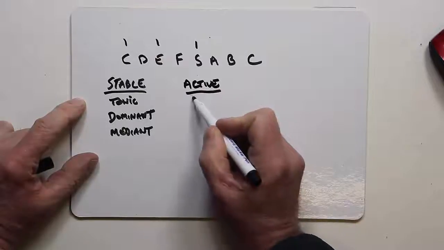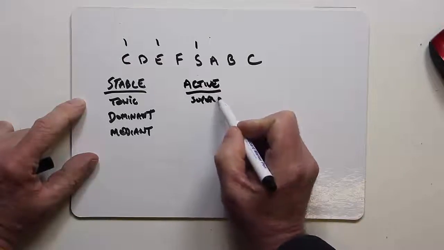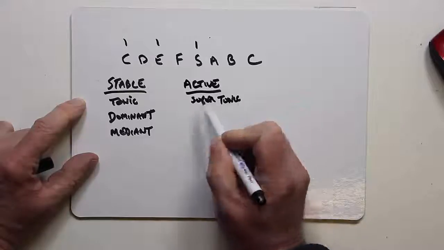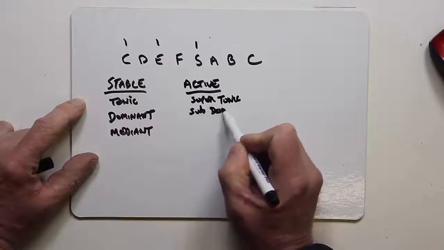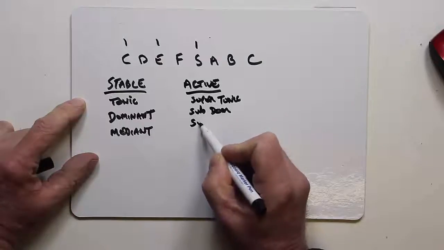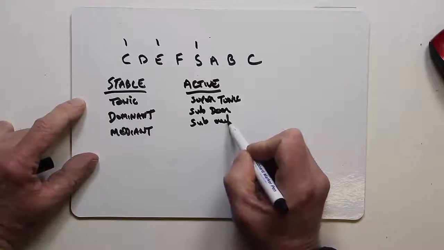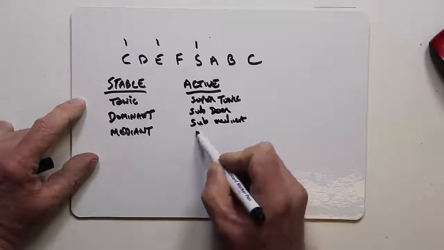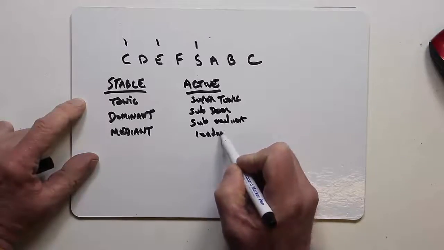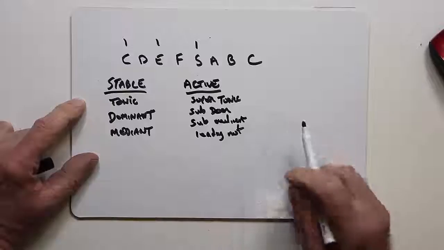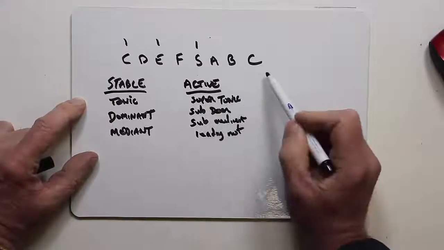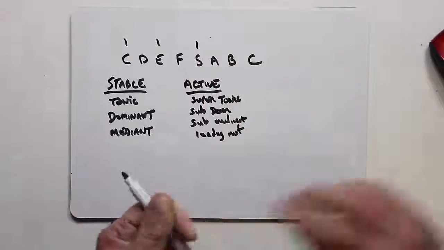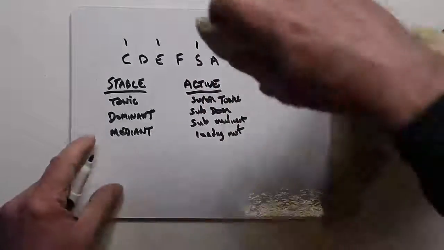So the supertonic, the subdominant, the submediant, and the leading note. They're all considered to be active, and within that group, let me just knock that out so you can see better.